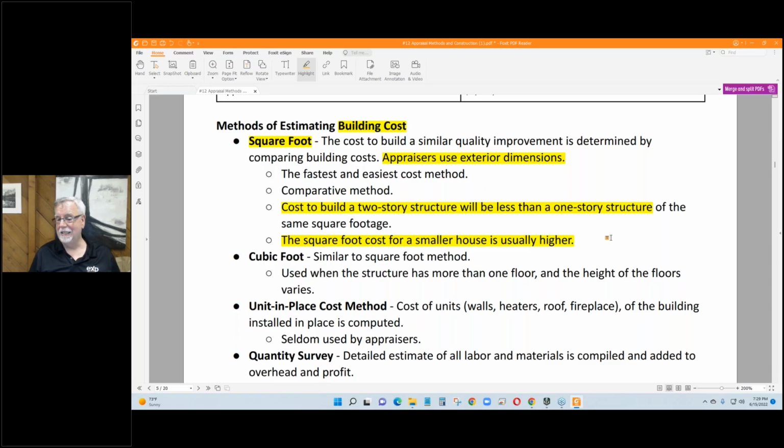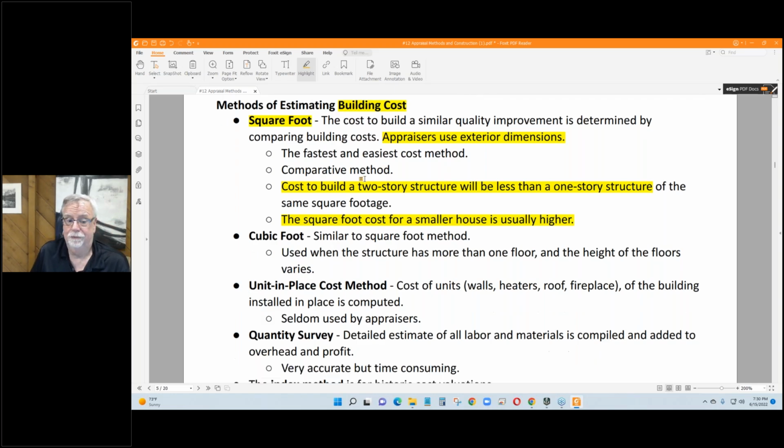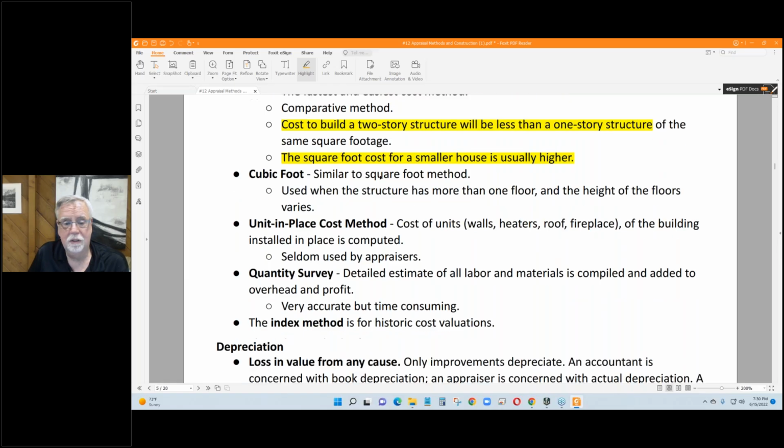Why is that? The answer is because there are certain components of the building, the heating and the cooling and kitchens and things like that. The fact that the building is twice the size does not mean that the air conditioner is twice the size, or the heater is twice the size, or the kitchen is twice the size. So some of the expensive components, as the building gets bigger, are spread out over more square feet. I'm just saying. Cubic foot is not used very often.